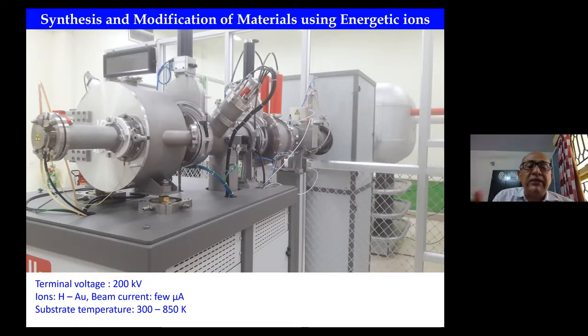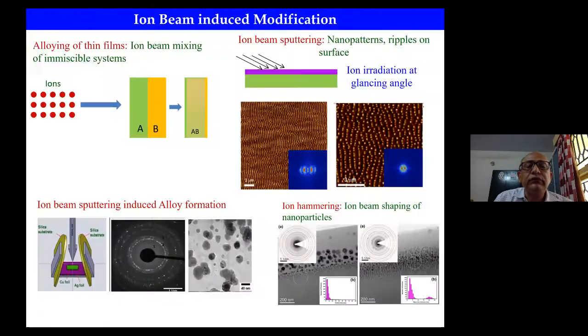Dr. K. Saravanan has made these nice slides on the synthesis and modification of materials using high energy ions. So this is the kind of voltages we have. Terminal voltage is 200 kV, and for this kind of ions, the beam current is a few microamps. And the substrate temperature can be up to 850 degrees Kelvin. So first we talk about this ion beam induced modification.